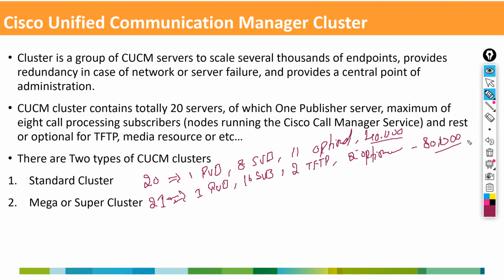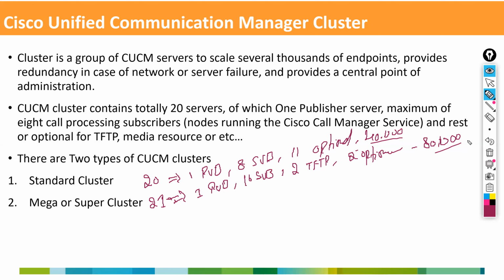I'll come back to TFTP, we'll discuss that later. Whenever you register an IP phone in CUCM, the database of the IP phone is stored on the TFTP server. So 21 servers maximum: one publisher, 16 subscribers, 2 TFTP servers. It's mandatory. Why 2 TFTP? Because more phones are going to be registered, and all the phone configurations are stored under TFTP.